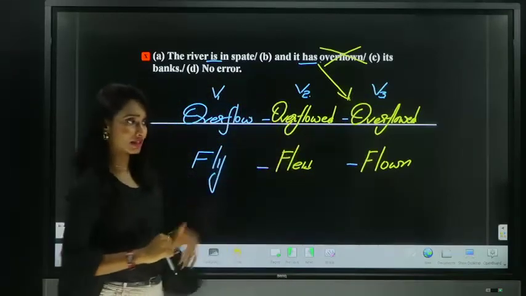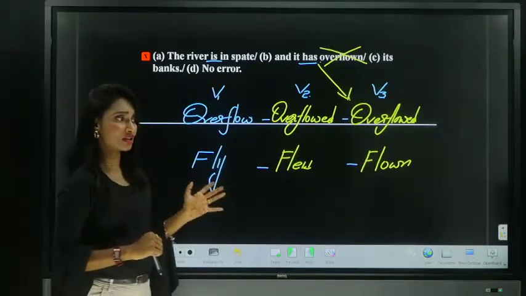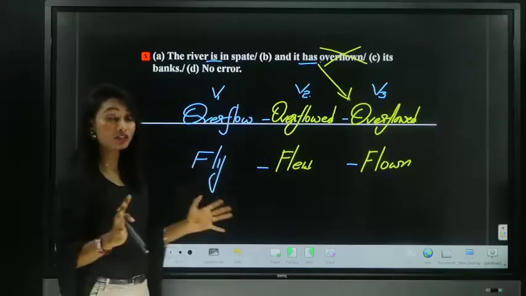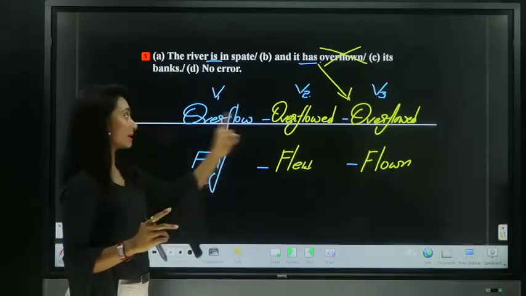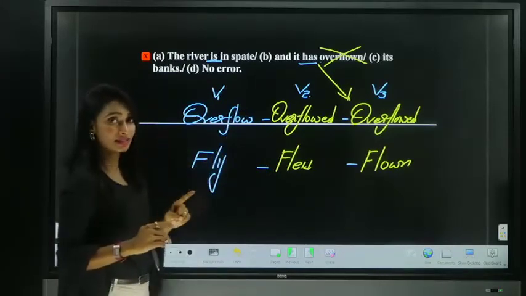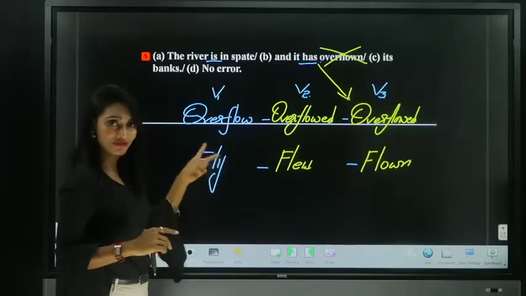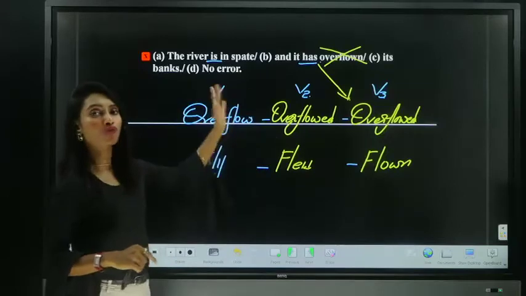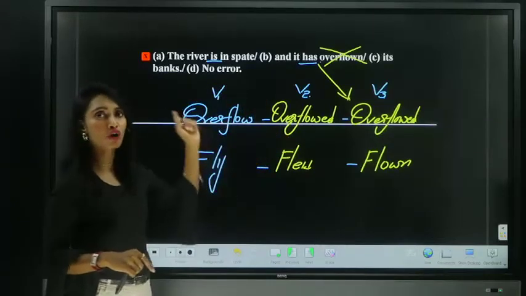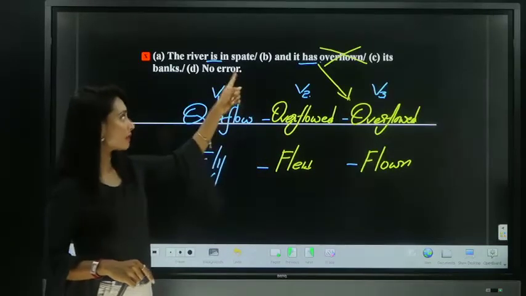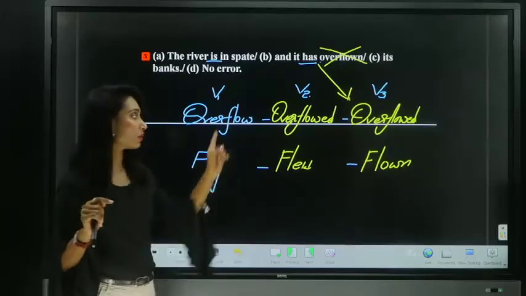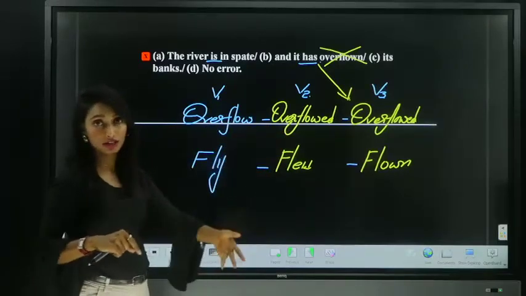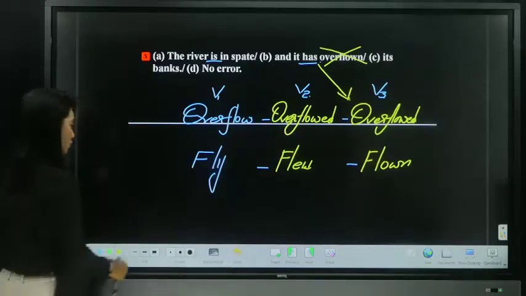Has plus V3. So this is the mistake generally people commit. Do not make the same mistake because of this confusion. Fly, flew, flown. Flow, flowed, flowed. Overflow, overflowed, overflowed. Remember, water cannot fly. So it should be overflowed. I hope it is clear. Let's move on to the next one.